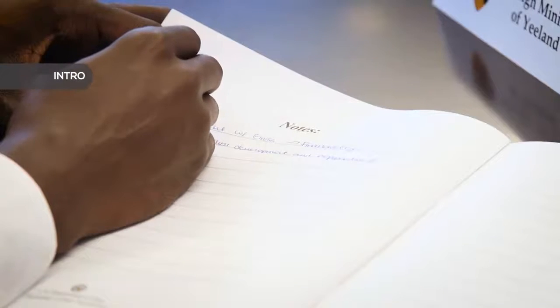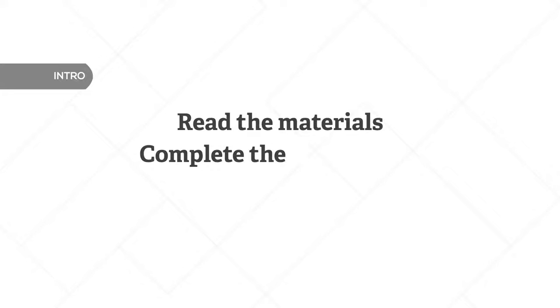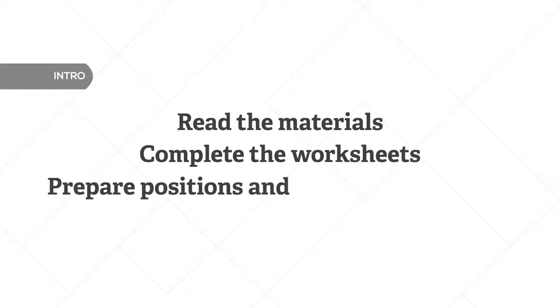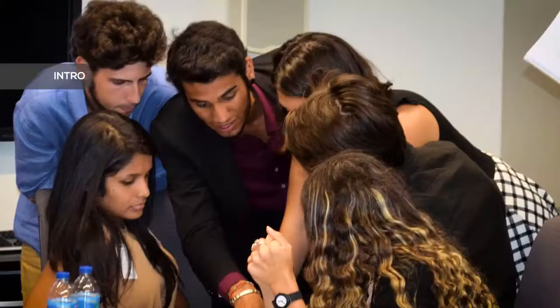Tell students they should write down proposals that they hear during the discussion and reach agreement within their delegation first before they respond. Before the first formal session begins, have students read the materials, complete the worksheets, and prepare their positions and opening statements. If you have assigned some parts of the simulation in advance, have students share what they have done with the other members of their team as a review.